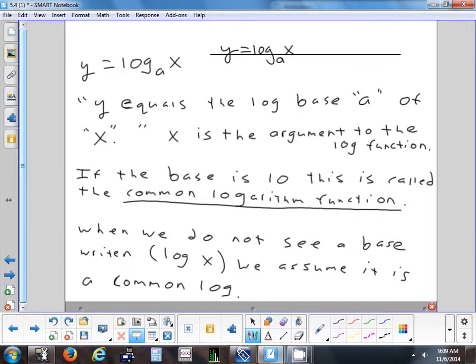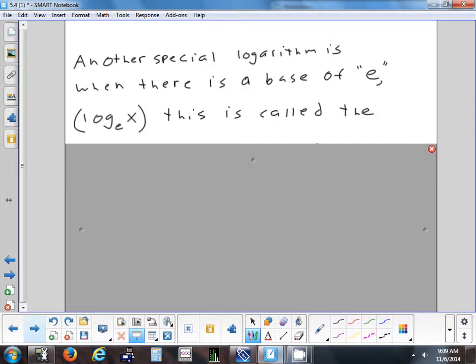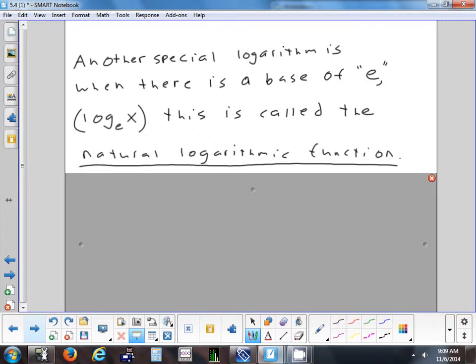Okay, so base 10 is your common log. Does anybody remember what other number we talked about yesterday? I said this number is going to be used as a base on a logarithm, and it's the other one that has a special name. What was the name of that letter? It was a letter. Oh, I don't know the name. Nick? It was E. E. Natural something, right? Yeah. So that's our other special logarithm. If you have a base of E, log base E, that's called the natural log.